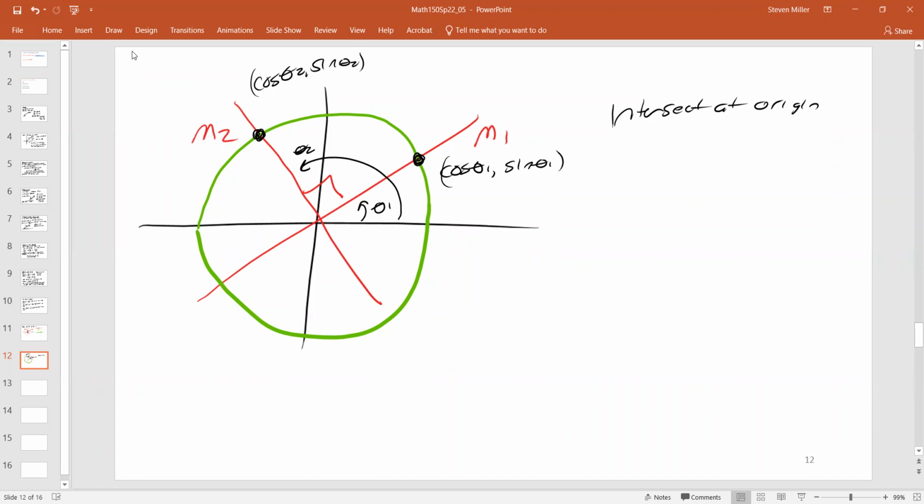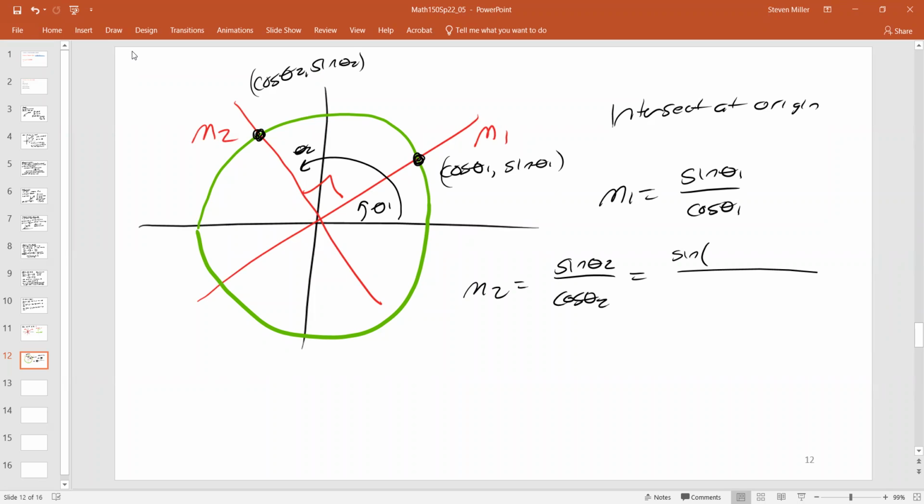And this gives me a chance to just review some tricks. I have a point on the unit circle. So what's the slope? So m1 is just going to be sine θ1 over cosine θ1. m2 is sine θ2 over cosine θ2. But what do we know about θ2? What is θ2? Yeah, θ1 plus 90. I'm going to write pi halves to just get us in the habit of using radians, but either one is fine.